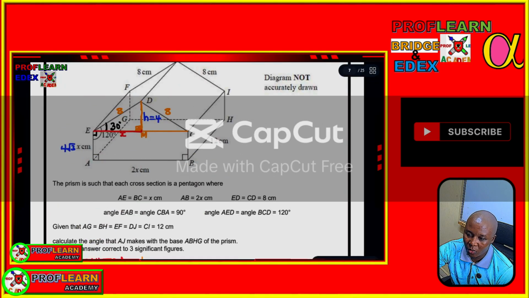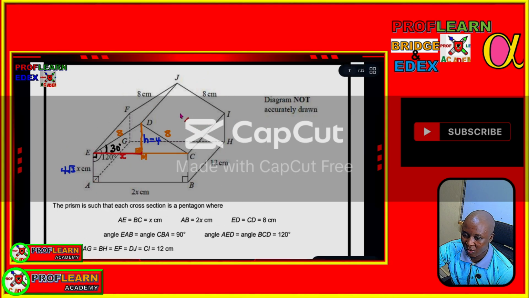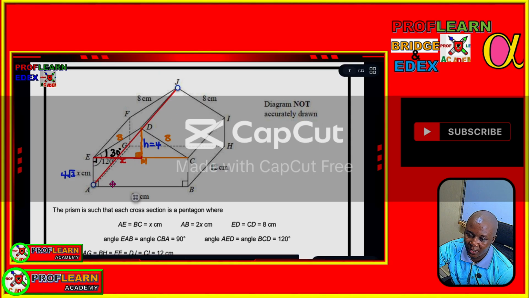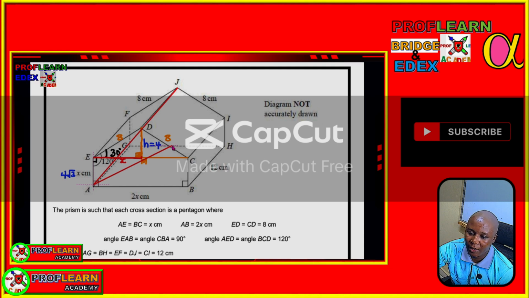So we're going to draw a straight line right from where A is. I'll not use this, I'll not use that. No, I have to use AJ. Then I'll join another straight line to the midpoint of CH, the middle point of CH, and then I can form a right angle triangle A, that point, this point here, and J.